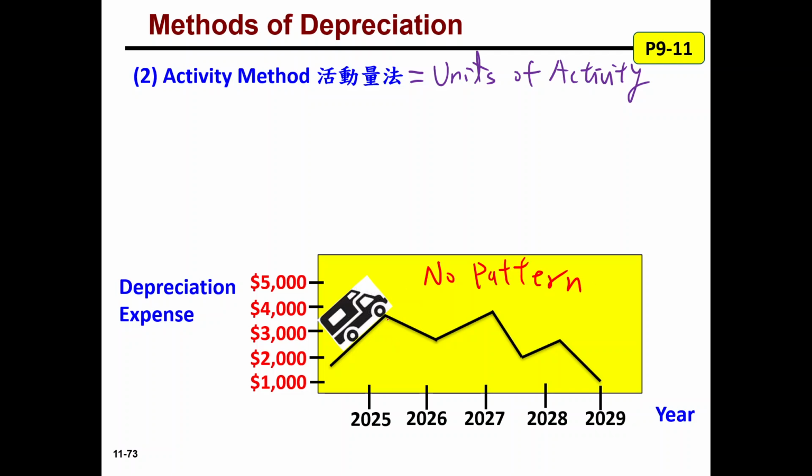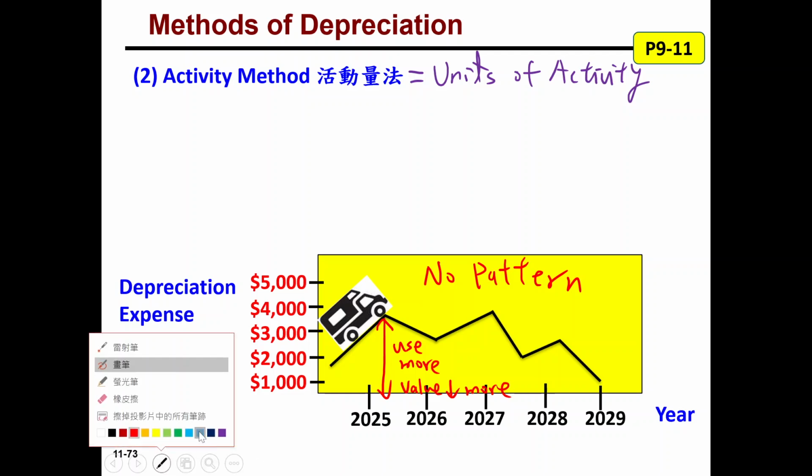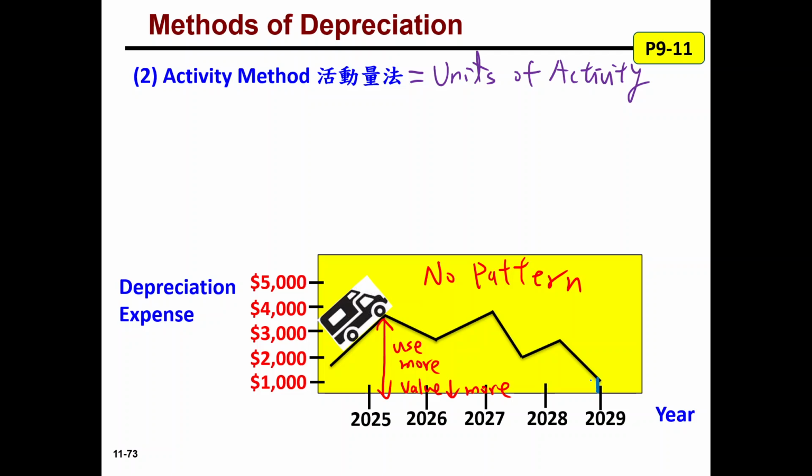The only thing is when you find out it uses more, so the value should be decreased more. Okay, so when they use less, the value should be decreased less. Okay, so this is the only thing we know. Others, we don't know them, right? Because it's a crazy guy. How can I predict what they are going to do for the crazy guy?